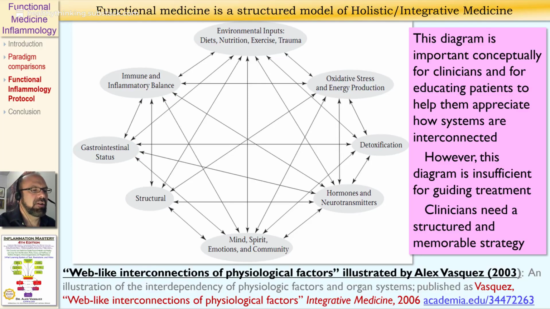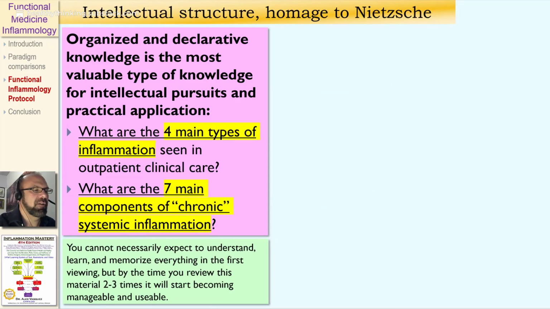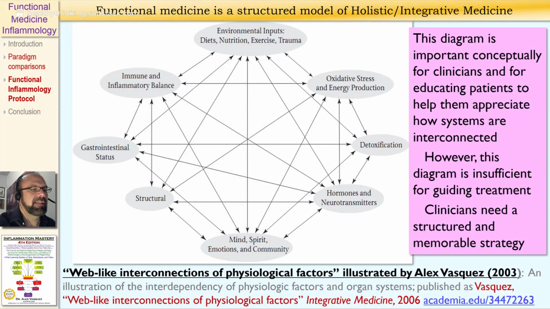So the diagram that you're seeing here, I actually drew back in 2003. It was published in a textbook in 2005 and then later reproduced in a journal article in 2006. This diagram is important conceptually for clinicians and for educating patients to help them appreciate how body systems are interconnected. However, this diagram alone is insufficient for guiding treatment. Clinicians need a structured and memorable strategy. And I'll show you that as I've continued to develop this work over the last at least 10 or 20 years. So again, I see this diagram as being mostly conceptual, but not sufficiently structured to be clinically applicable.